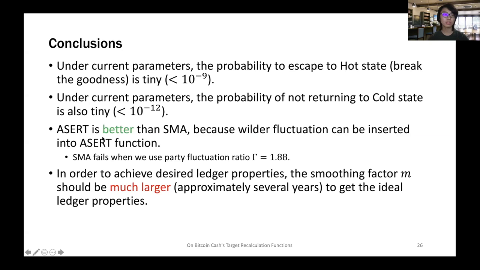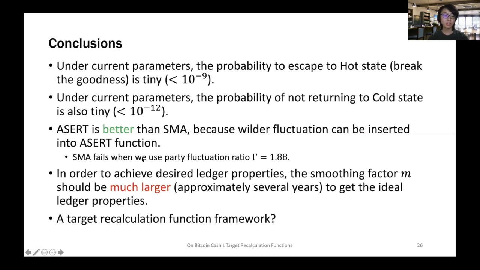And our most important conclusion is that this assert function is better than the SMA function. That's because we can insert a wild party fluctuation ratio into this assert function. For example, if we take this ratio gamma equals 1.88, then it can still satisfy the assert function, but it will fail in our SMA analysis.